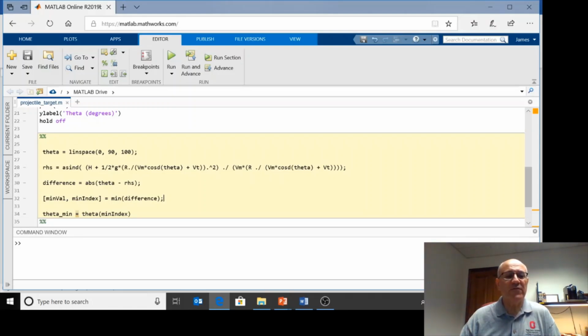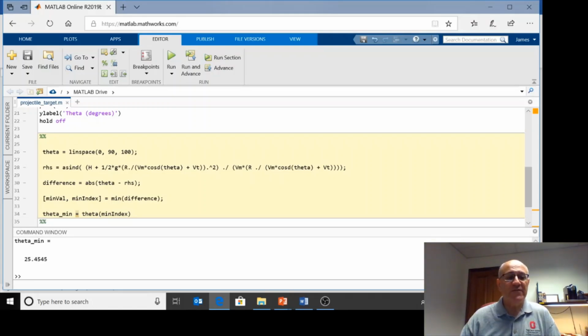All right, so I define another variable called difference, which is the absolute value of the difference between my guess for theta and then my approximate calculation of theta based on that guess. And I want to find where the minimum of that difference occurs. And remember, when you call the min function, you can do it in such a way that it gives you both the minimum value and the index where that minimum occurred. And then you use that index to index into your theta vector to get the value of theta where that minimum occurred. All right, so let's try this.